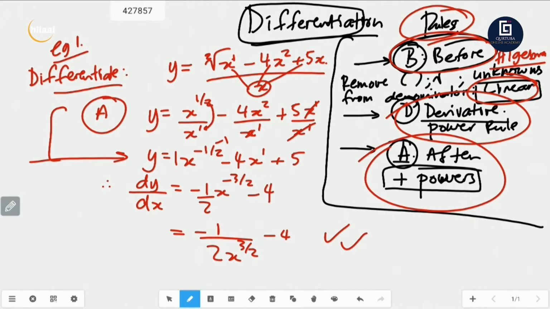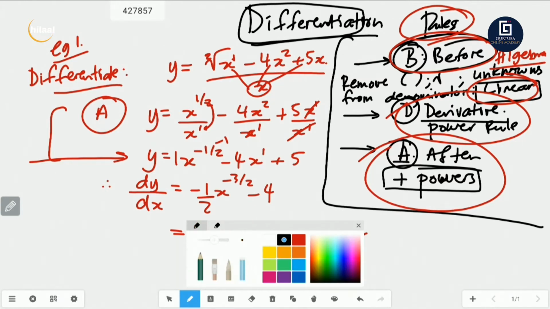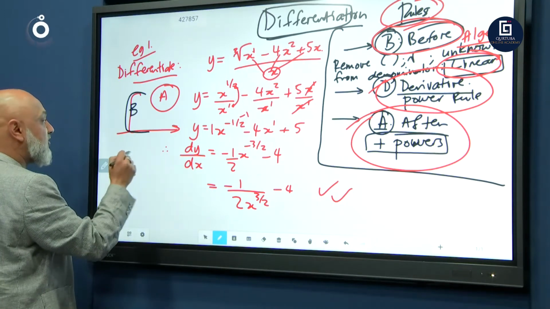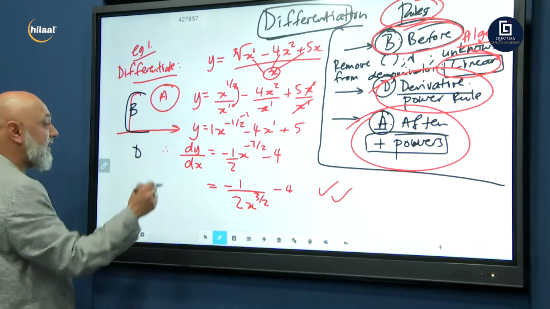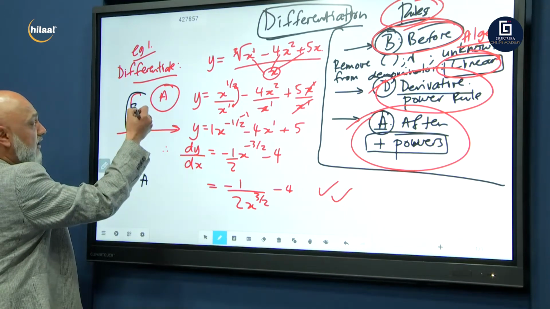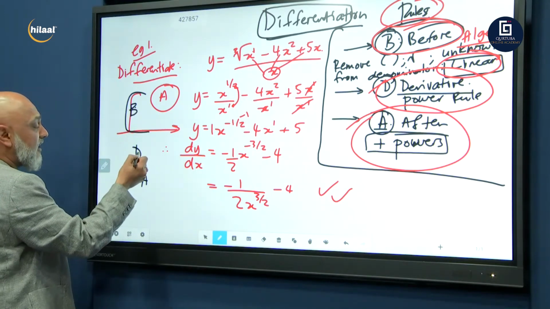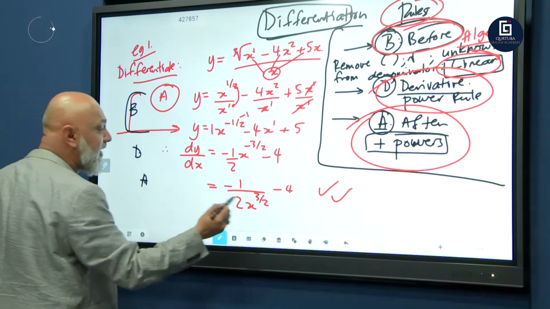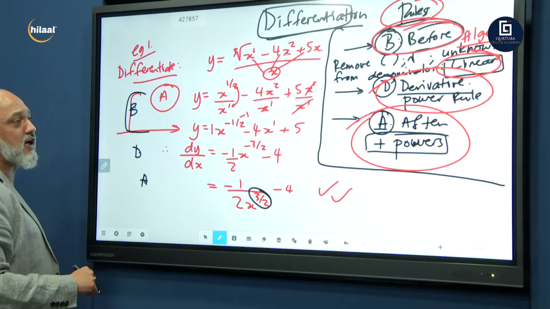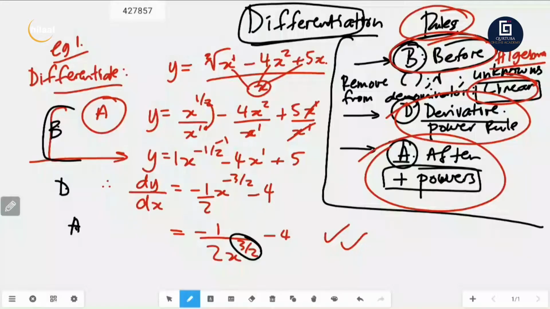Okay, so there we go. The first example, let's just highlight it for you. Before, that's your before part. That's your derivative. And that's your after. BDA, BDA. Before, derivative, linear. Derivative, power rule. After derivative, write your answer with positive exponents. Finish. Problem solved. So BDA, guys, BDA.